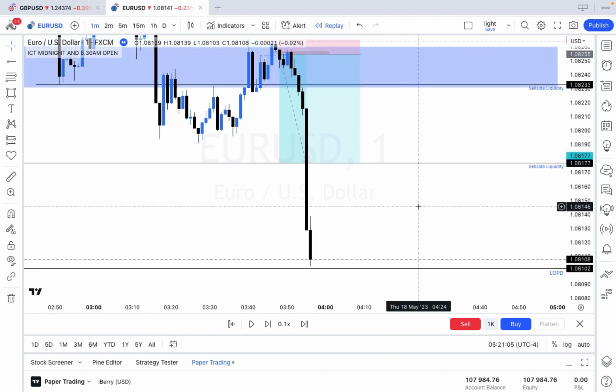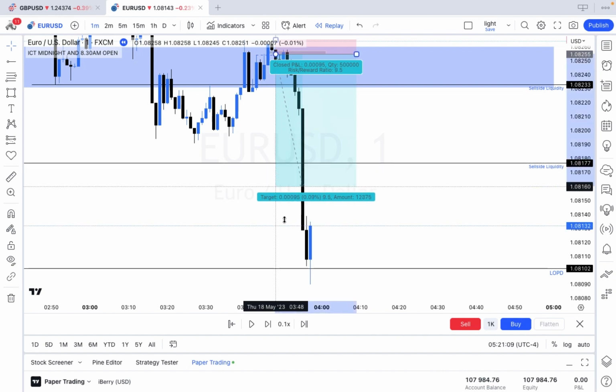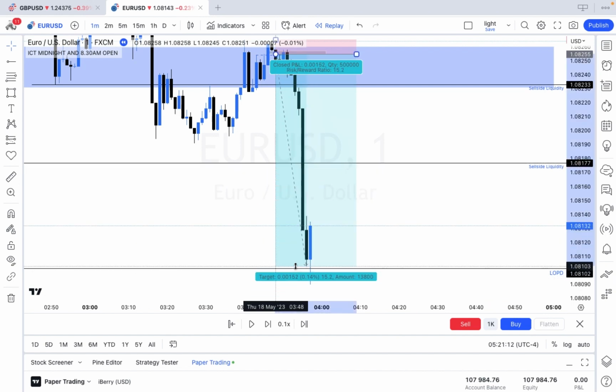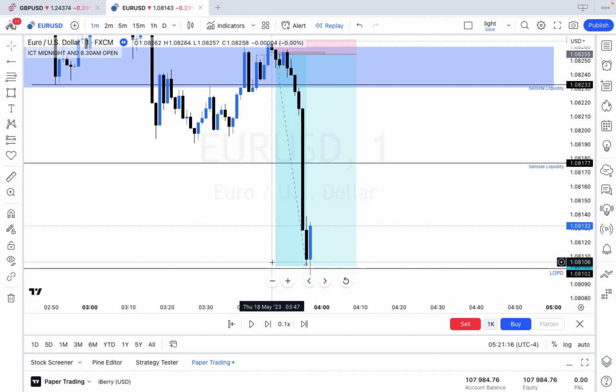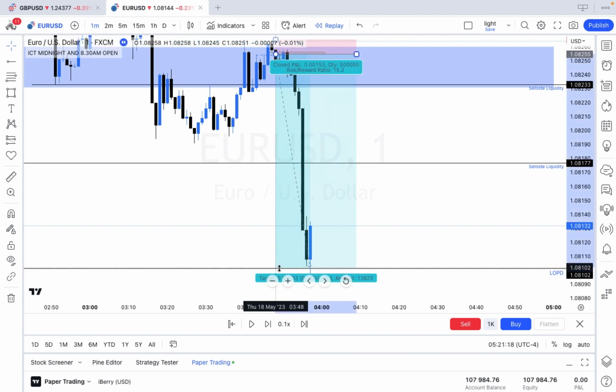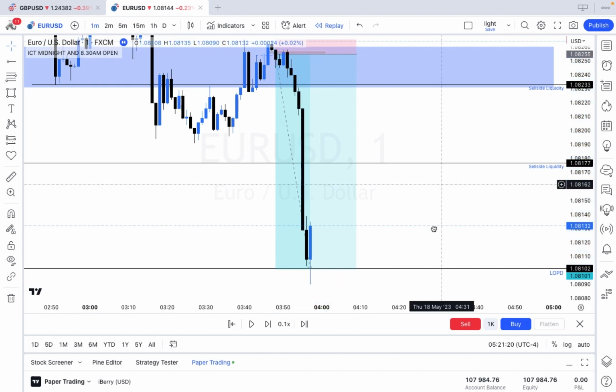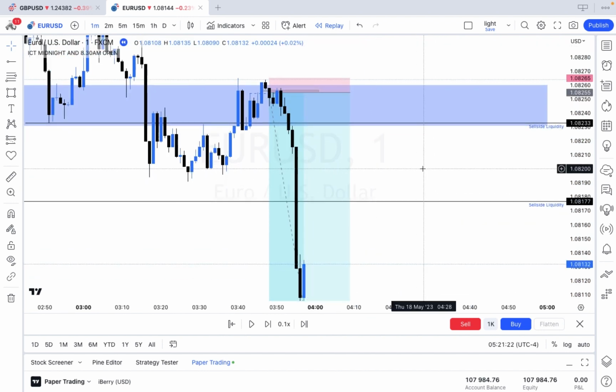I didn't put a TP, right? So it just blasted all the way down to take out the low of the previous day, and that's where I closed. For a 15R, this is the biggest trade I've ever taken in my trading career. Not the biggest I'll ever take, God willing, but the biggest I've taken so far. And it was a huge success.